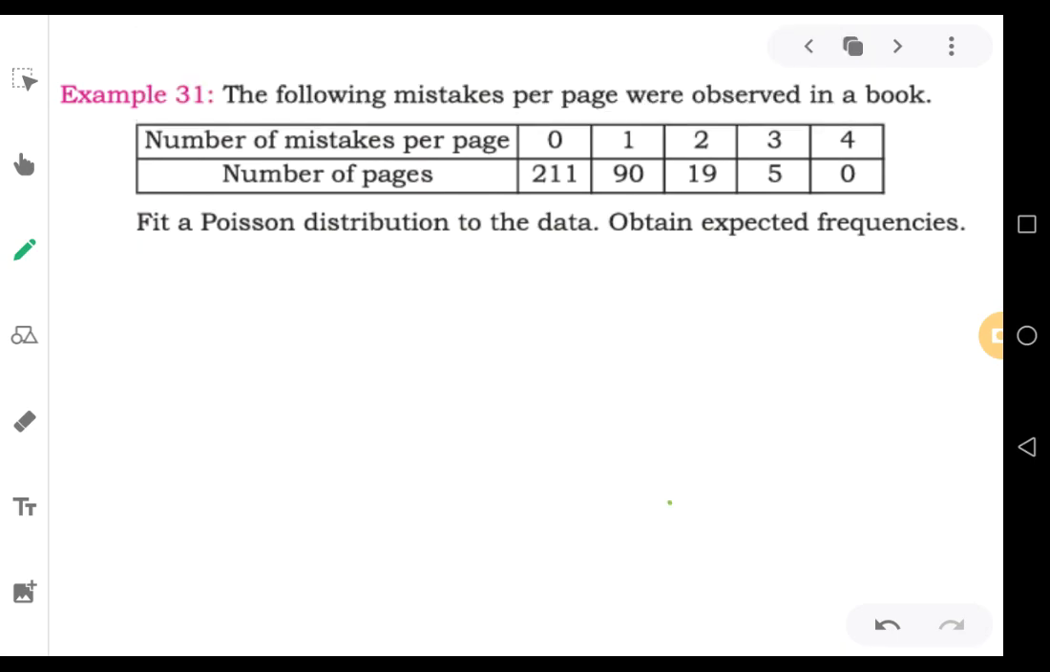In this video we are going to work out a problem on fitting a Poisson distribution, that is obtaining theoretical frequencies, which are also called expected frequencies, for a Poisson distribution. The problem will be like the observed frequency distribution table will be provided to us, with the help of which we will be calculating the expected frequencies.